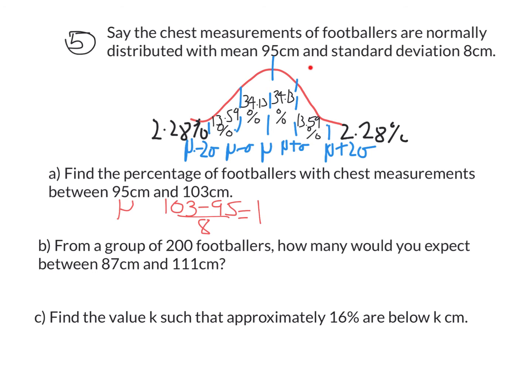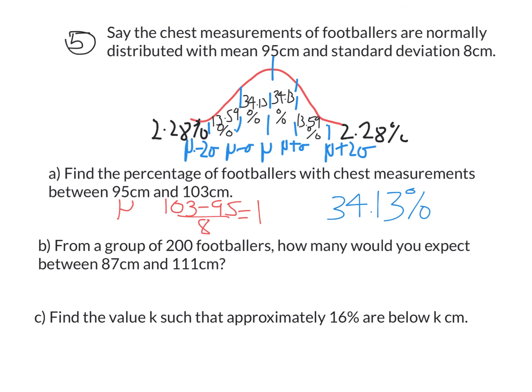So it turns out for any normal distribution, regardless of the mean and standard deviation, they always follow this pattern here. So you can see there are always 34.13% of scores between the mean and 1 standard deviation above the mean. So that will be the answer to part A.